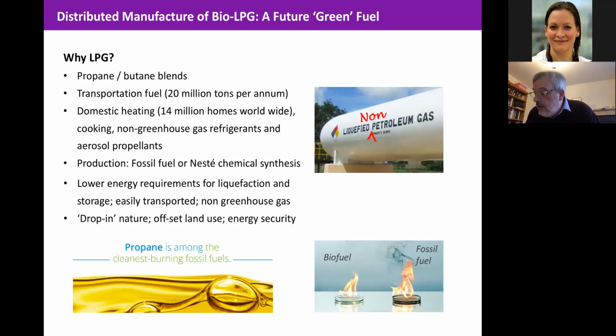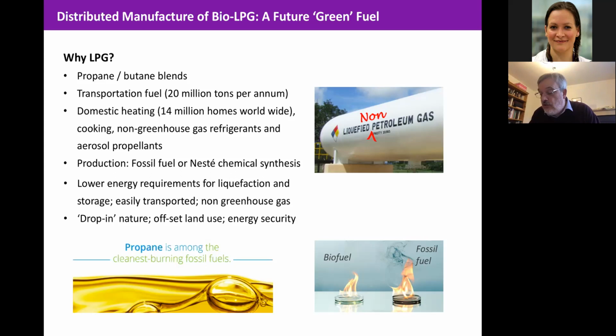It's also used extensively in cooking as a non-greenhouse gas refrigerant and also as an aerosol propellant. There are commercial technologies out there. Neste, for example, have developed an energy-intensive chemical process for conversion of bio-based glycerol to propane, but as yet a true biological route to LPG has not yet been commercialized.